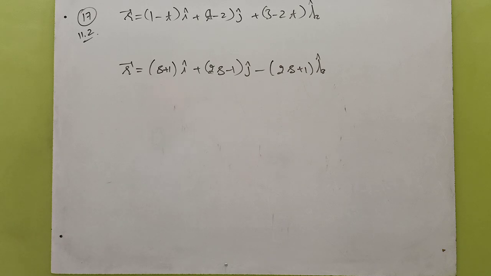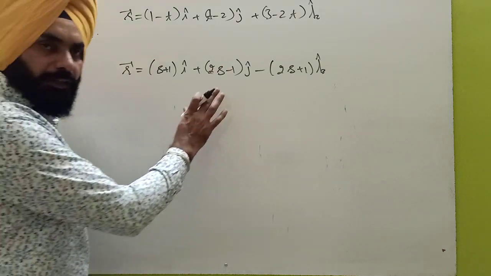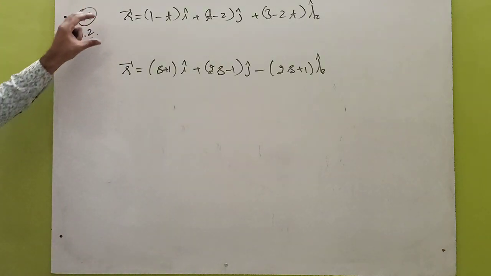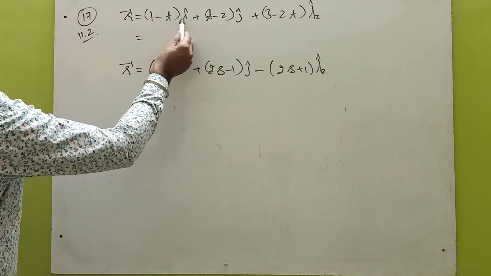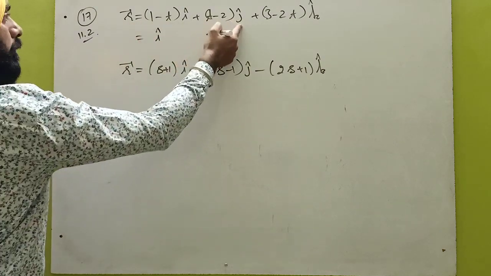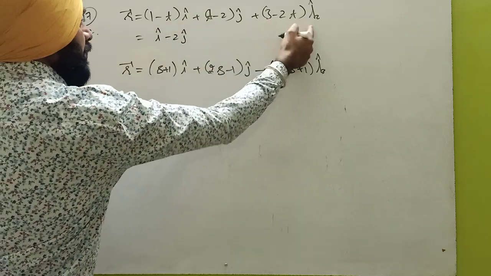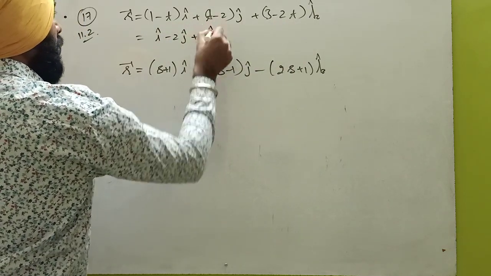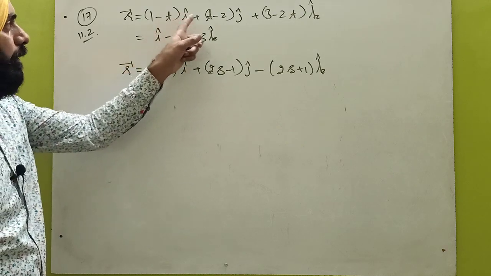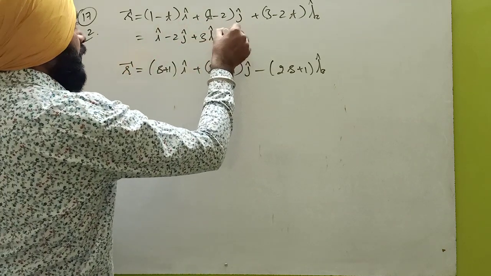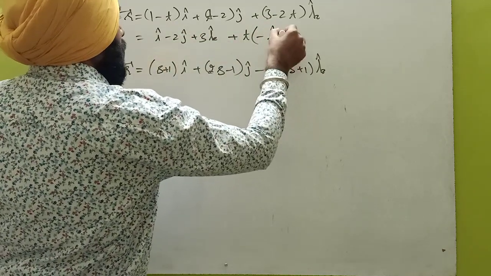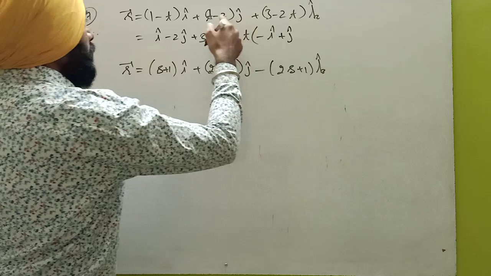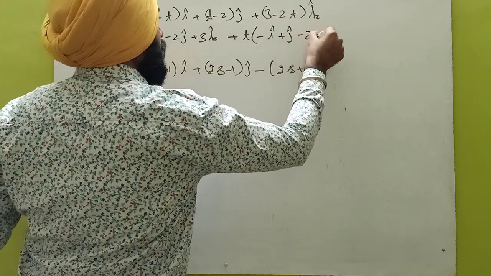Now consider question number 17 of NCERT's 11.2 exercise. We have to find the shortest distance between these two lines. So first of all, convert this form into the proper form. For that, i cap, open the brackets, -2j + 3k. We have written the terms which do not contain t. Now the terms containing t, take t common. It is -i cap + j cap - 2k cap.